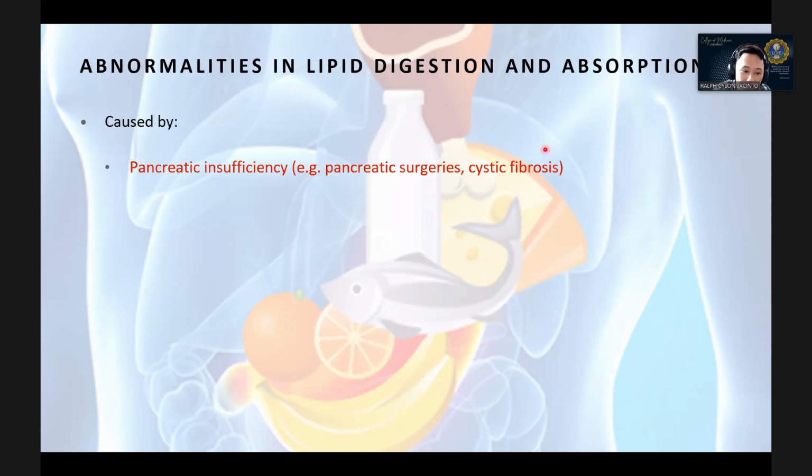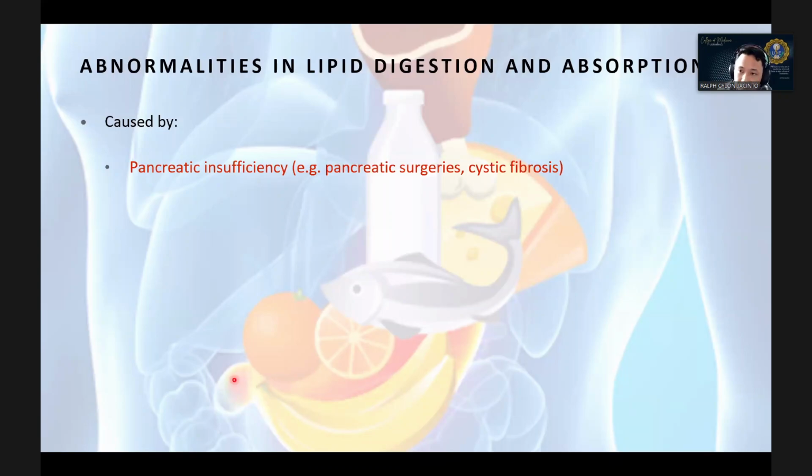Was this discussed prior? Or are you familiar with cystic fibrosis? Yes. So what about the others? What happens in cystic fibrosis? From the name cystic fibrosis, there is a defect in your CFTR, the cystic fibrosis transmembrane conductance regulator. So this is your CFTR.